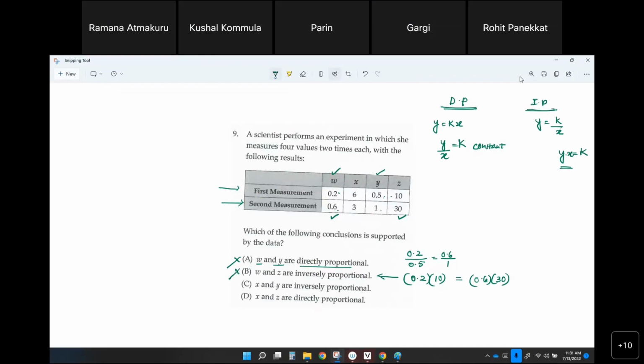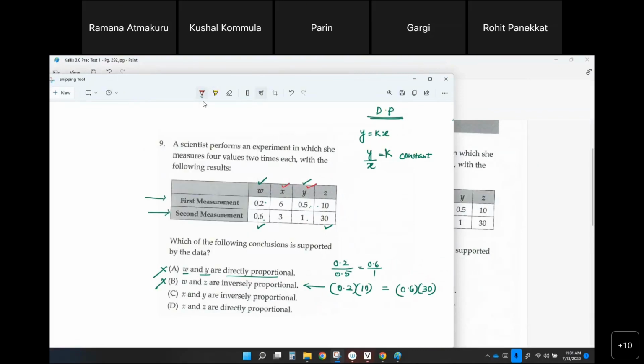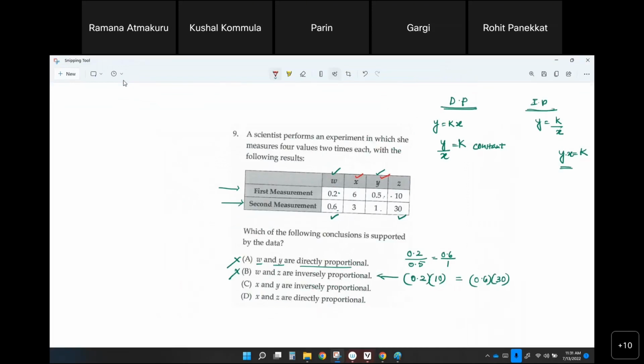How about next? C. X and Y are inversely proportional. If I pick X and Y, to check if they're inversely proportional, the product should be constant, right? So 6 times 0.5, that's one ordered pair, X and Y, is it equal to 3 times 1? Is that a true statement? What is 6 times 0.5? Yes. Is that a true statement? Yes. So that means that's your answer.